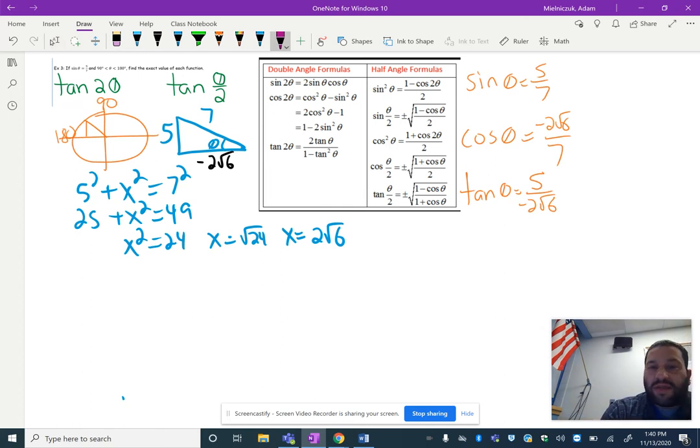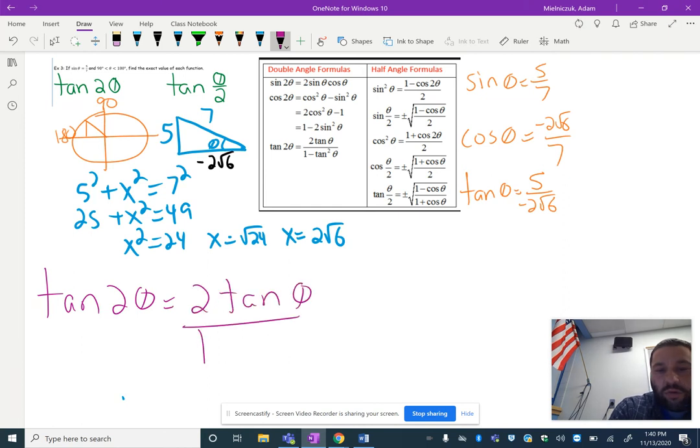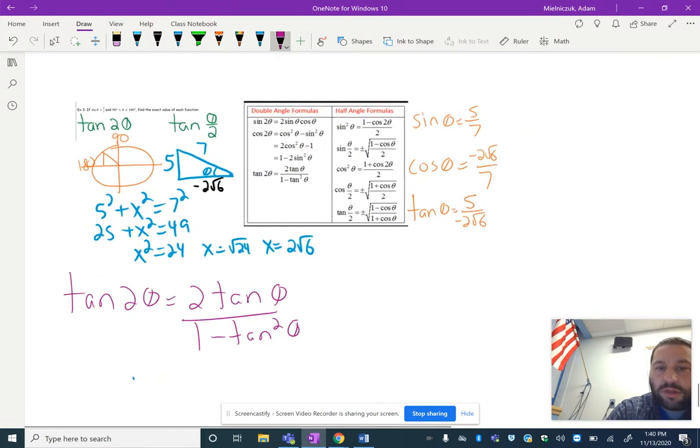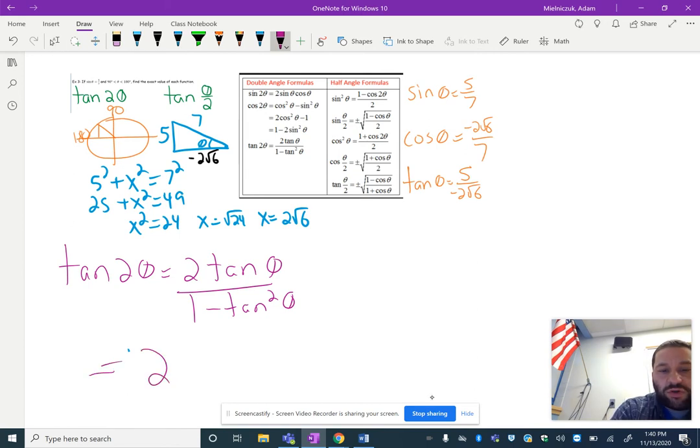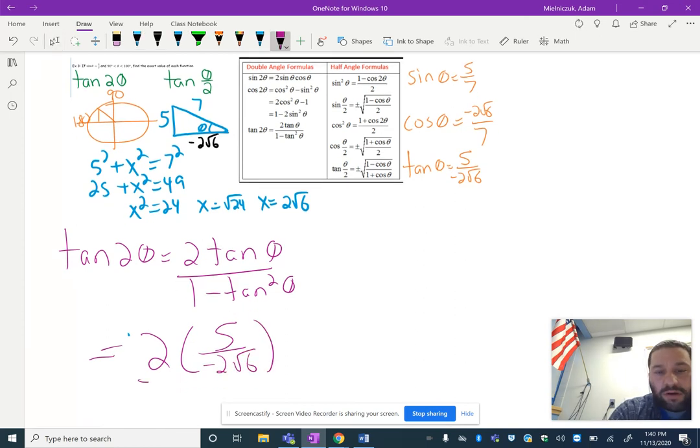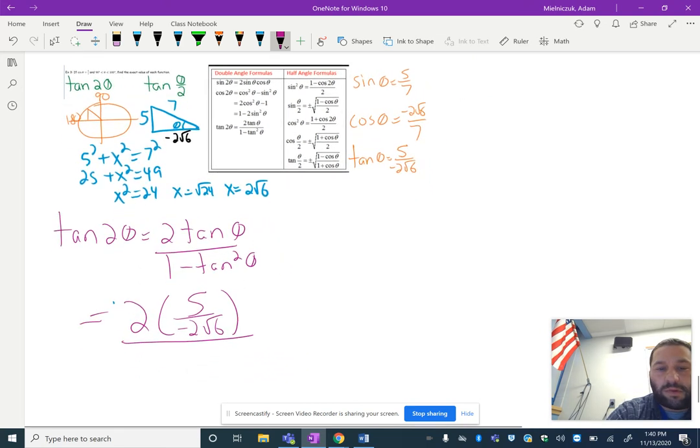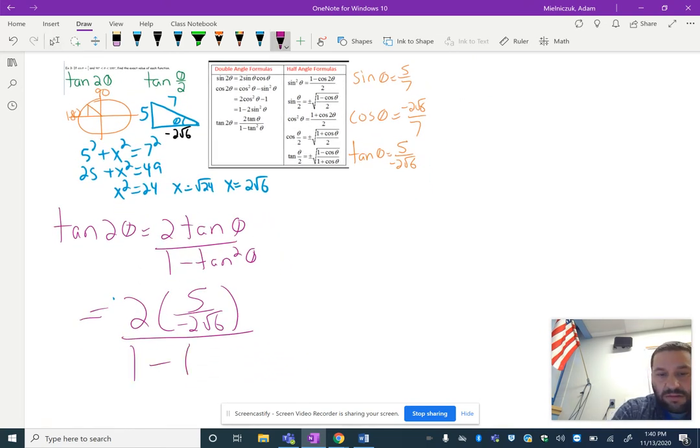So for the tangent of 2 theta, we know that the tangent of 2 theta is equal to 2 tan theta over 1 minus tan squared theta, which means that this will equal 2 times 5 over negative 2 root 6, and that will all be over 1 minus 5 over negative 2 radical 6 squared. So in a minute, when this video is over, I'm going to put the work for this right below it.